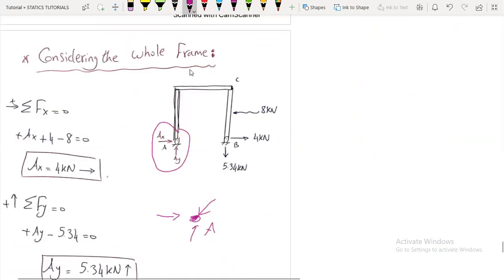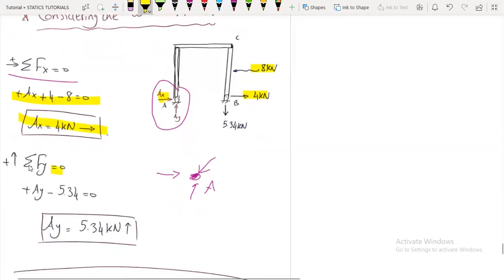But here I took the whole frame, so summation of forces in the x direction equals 0, so plus AX plus 4 minus 8 equals 0. So AX is 4 kilonewtons acting to the right, and taking the summation of forces in the y direction, we will have plus AY minus 5.34 kilonewtons. So AY is 5.34 kilonewtons acting upwards.